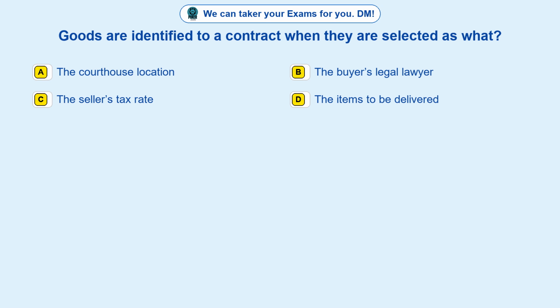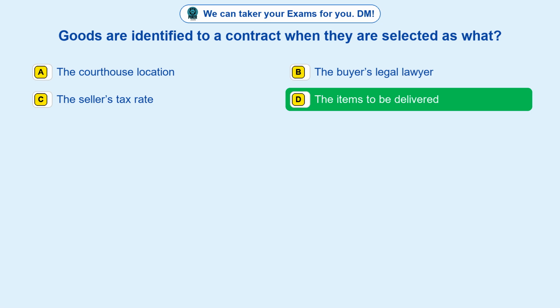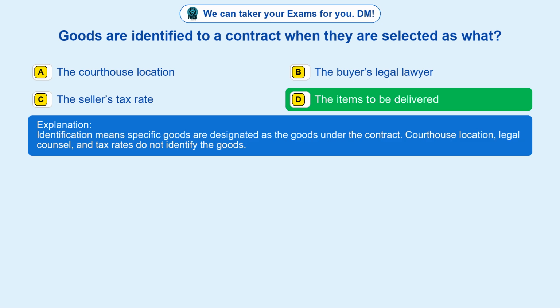Question 74. Goods are identified to a contract when they are selected as what? Option A, the courthouse location. Option B, the buyer's legal lawyer. Option C, the seller's tax rate. Option D, the items to be delivered. The correct answer is option D, the items to be delivered. Identification means specific goods are designated as the goods under the contract. Courthouse location, legal counsel, and tax rates do not identify the goods.